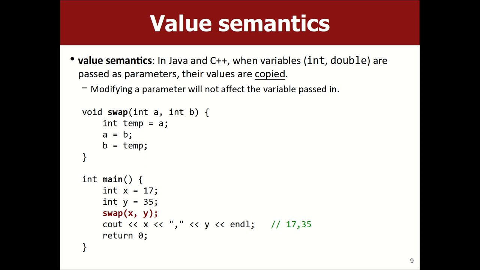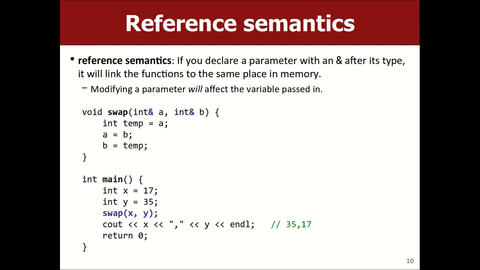So this idea of making a copy is this value semantics idea. That other form of behavior where you pass in something and it is able to be changed, that's the other kind of semantics, which is called reference semantics. So I want to talk about that for a second. Reference semantics means when you pass a parameter, you actually are sharing the original variable from one function to the next.